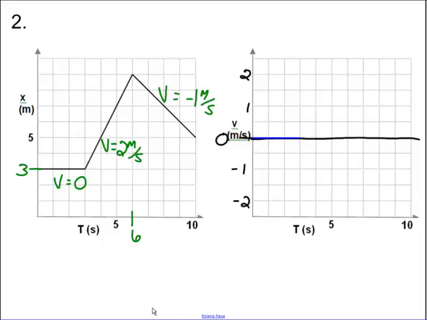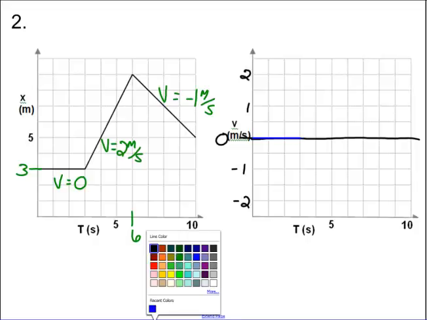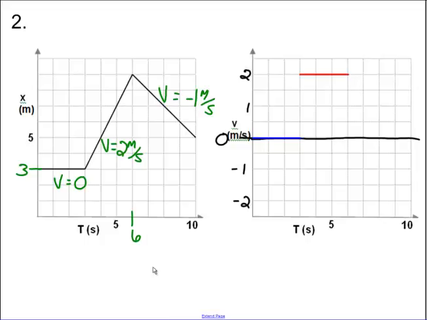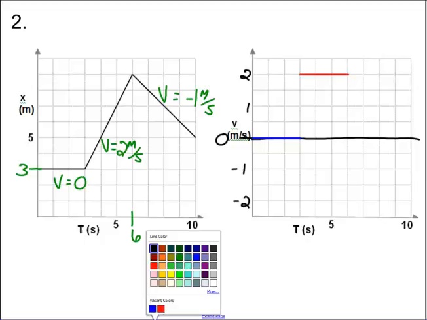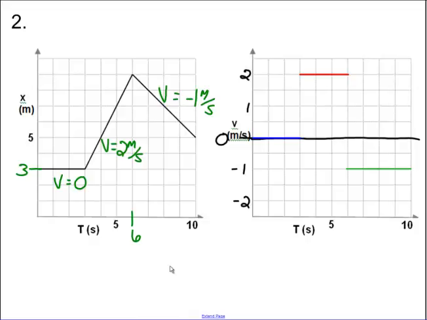Converting our position time graph to velocity time graph, our first 3 seconds of velocity is 0. So on our velocity time graph, that means we have a line on the 0 meters per second for the first 3 seconds. Our 2 meters per second line is horizontal between 3 seconds and 6 seconds, and our negative 1 meter per second line is another horizontal line between 6 seconds and 10 seconds. We can connect our horizontal velocity lines on our velocity time graph either with solid vertical lines or dotted vertical lines.